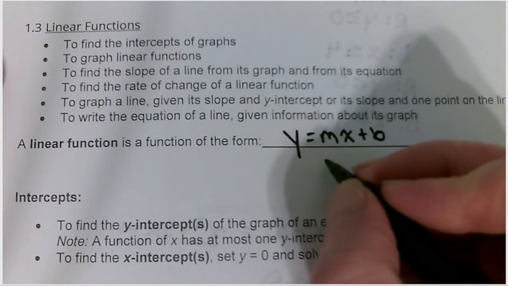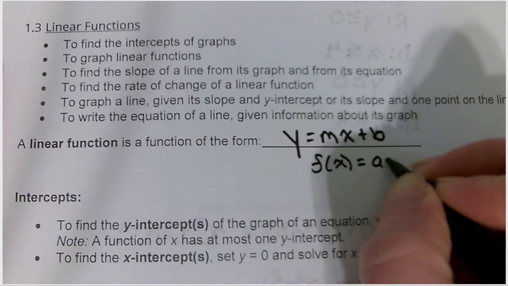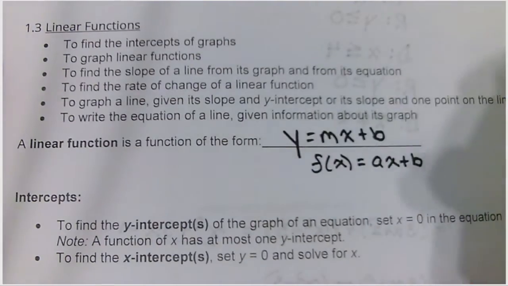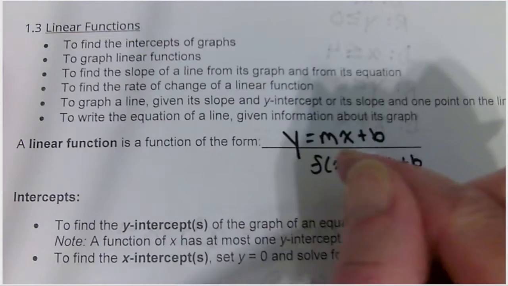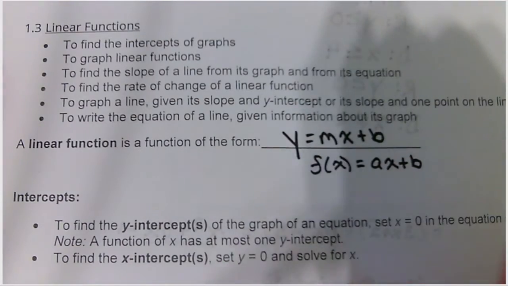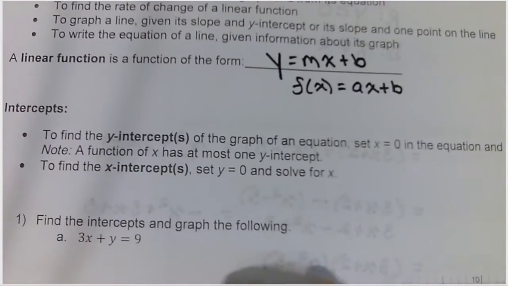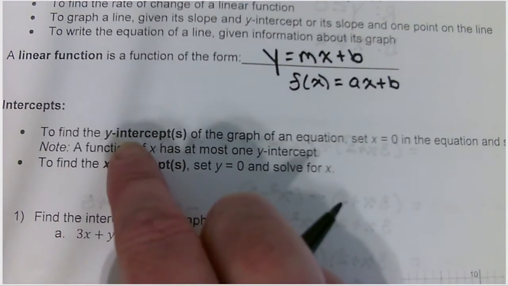You will also even see sometimes ax plus b, because it really doesn't matter what letter we choose to represent that unknown, which is the slope. And the y-intercept is always the constant. So there's a couple of things we want to talk about. First off, we're going to talk about intercepts. And we just mentioned the y-intercept.